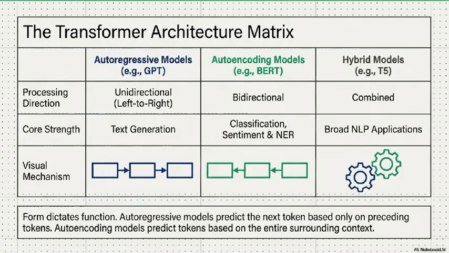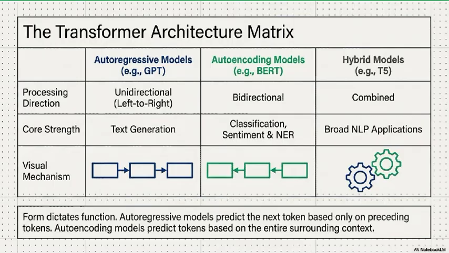Okay, so contrast that with the second architecture, the autoencoding model. A major example here is BERT. Instead of moving left to right, it processes data bidirectionally. It looks backward and forward simultaneously. And because of that bidirectional structure, its core strength isn't generating new text. It is actually terrible at writing you a poem. So no jazz solos. No jazz solos. Yeah. Its core strength is understanding and analyzing the text that is already there. It excels at things like classification, sentiment analysis, and named entity recognition.